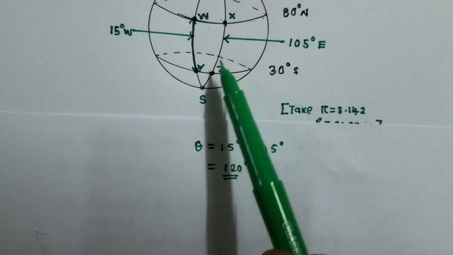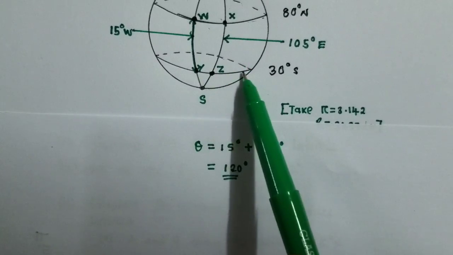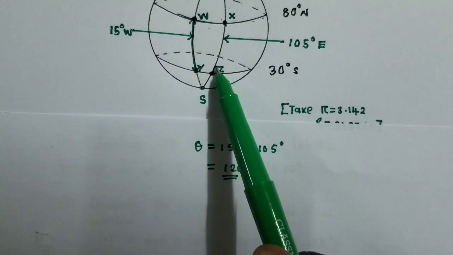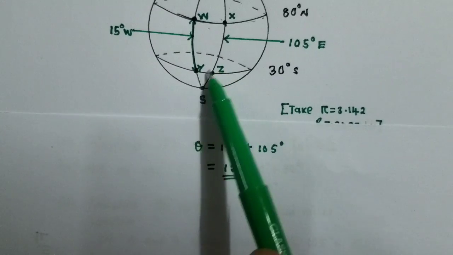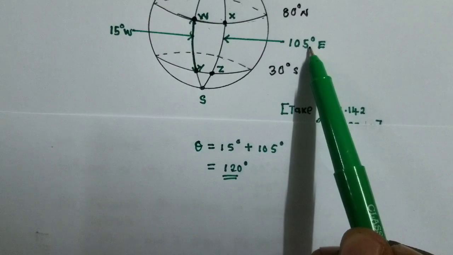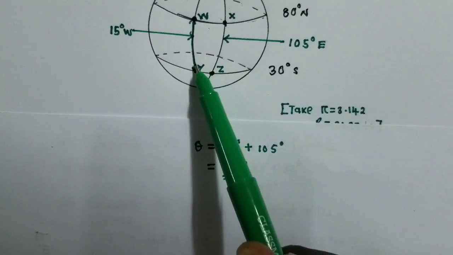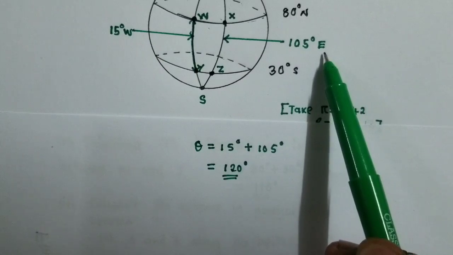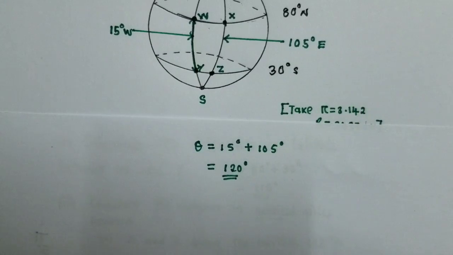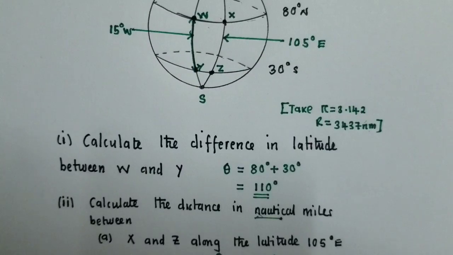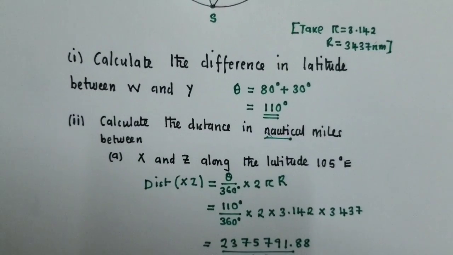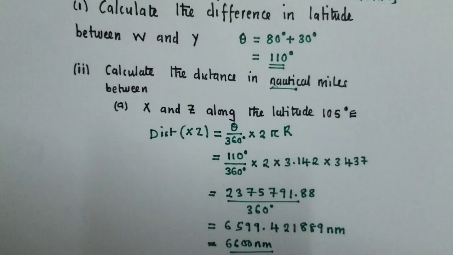And why are we adding? Because we have the theta that is happening along the latitude here, and there is this longitude which is cutting here and here. This is 105 degrees east, and this is 15 degrees west. So west and east are different, and we're supposed to add.